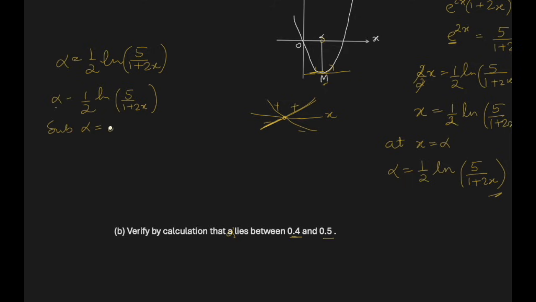alpha equal to 0.4. So 0.4 minus half natural log 5 divided by 1 plus 2 times 0.4 is 0.8. Just put this in a calculator and you'll get the sign. We are interested in only sign, not the value, okay? Because this is not the solution.